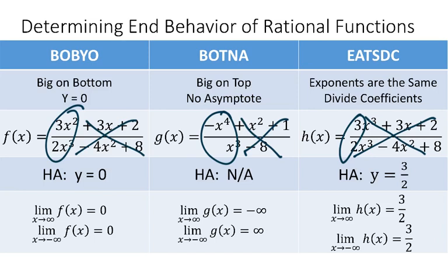All right, but then these are the three kinds. The bigger on bottom, Bob-Yo. Bigger on top, Bot-Na, no asymptote. All right, EATS DC, exponents are the same, divide the coefficients here. So yeah, this one it's 0 if it's bigger on bottom. This one you get an actual number or a fraction. And this one there just isn't one.